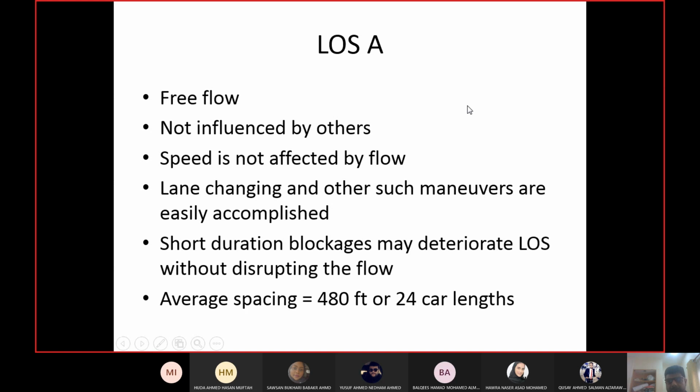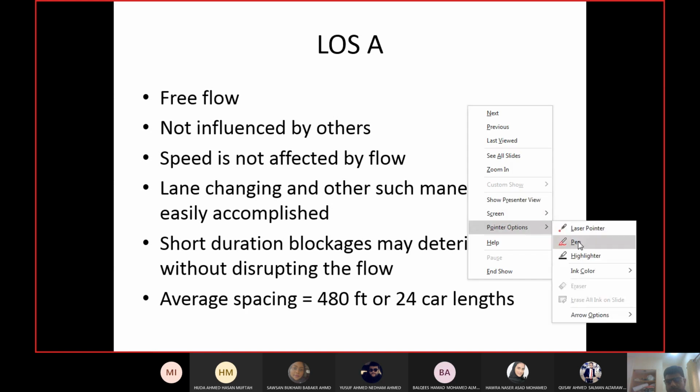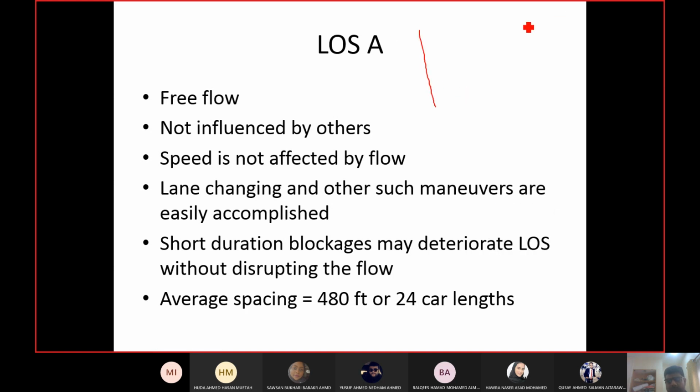So for example, you have two lanes on the highway. So there is a blockage here because of an accident or some construction activity or something. Since we said lane changing is easy, you can easily move to the other lane and continue.